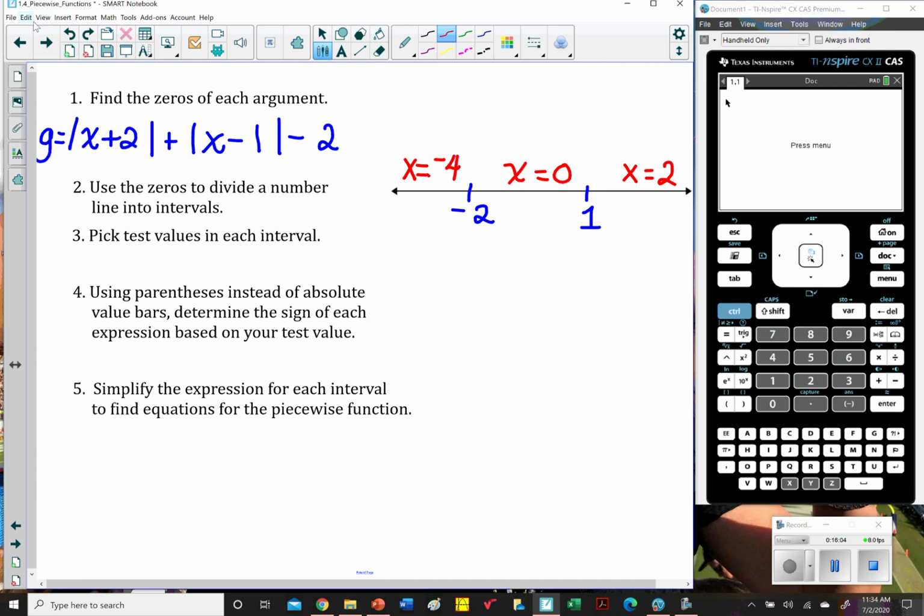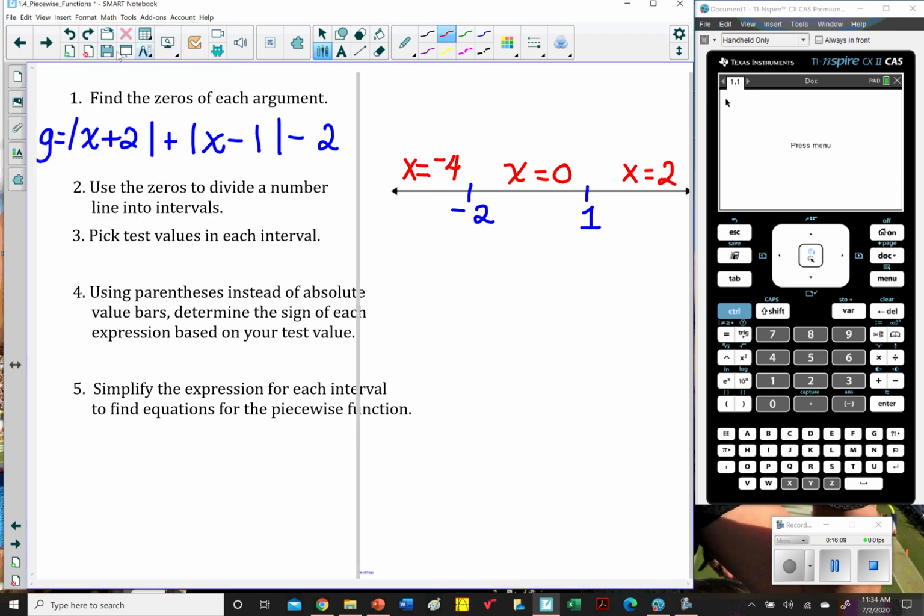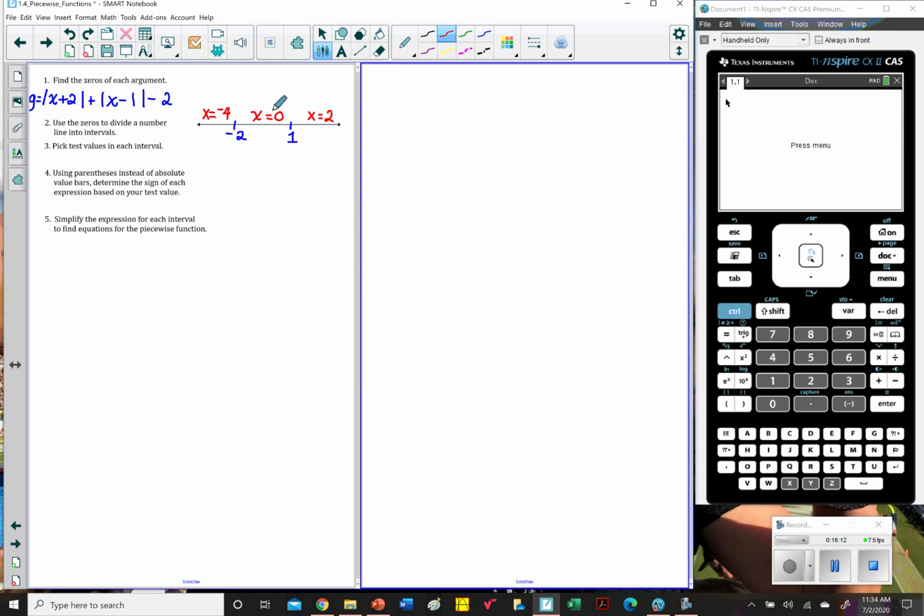In fact, I need another piece of paper, and I'm going to turn my view to dual page mode so we can do this computing together. So let's say we have x is, get my blue pencil, x plus 2, and then x minus 1 minus 2. And I'm trying the number in my head for negative 4. So if we put a negative 4 here, or any negative number for that matter, this is going to turn out to be a negative answer.